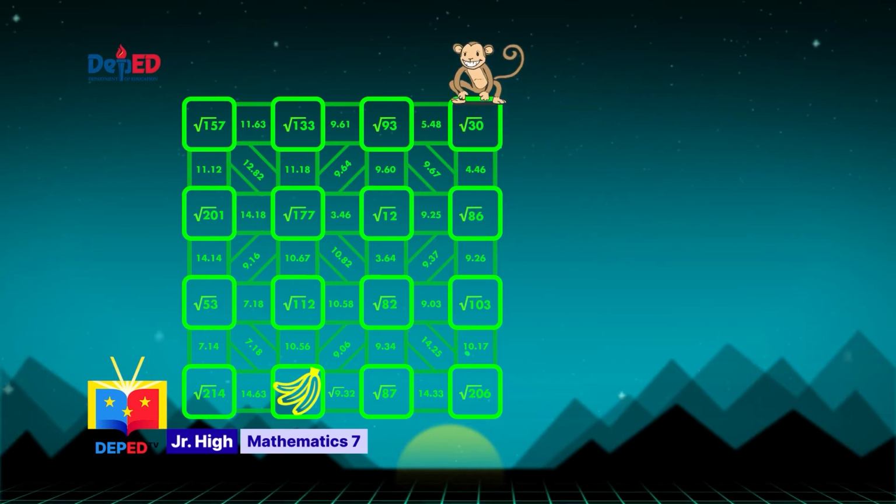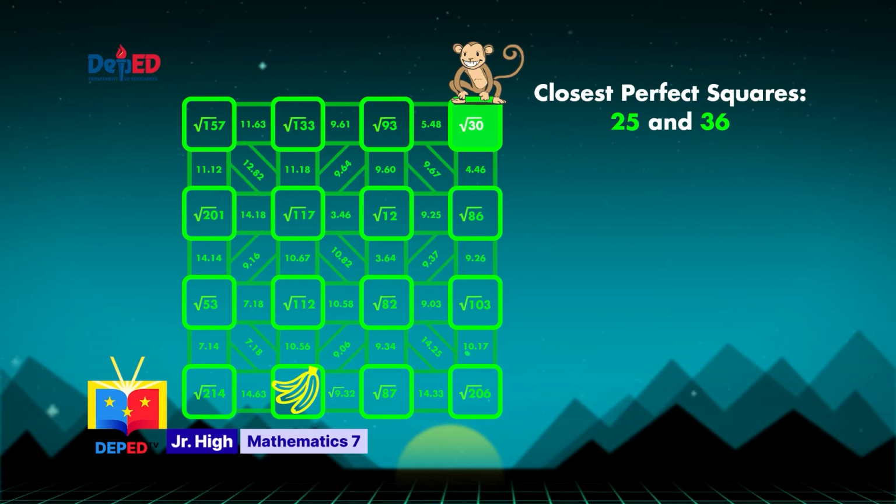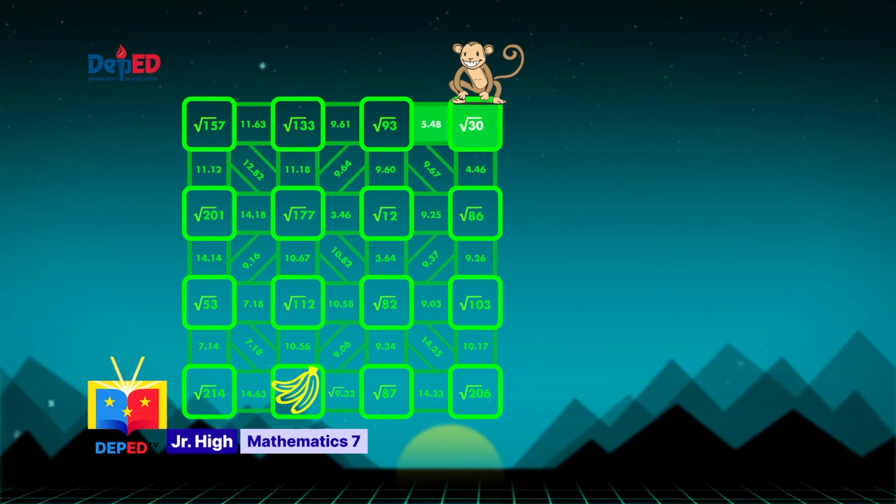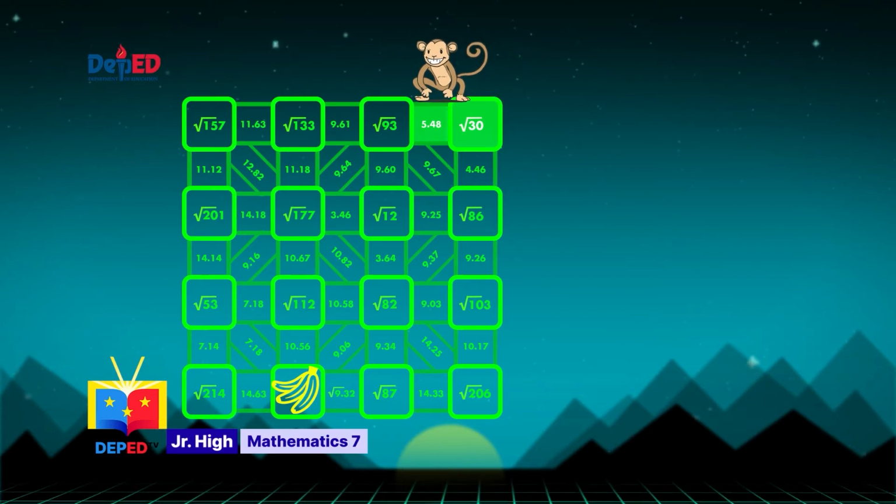Let's try to estimate the square root of 30. Is it 4.46 or 5.48? Since 30 is closest to the perfect squares 25 and 36, the square root of 30 must be between 5 and 6. The only choice which has a value between these two is 5.48. Did you get it? Good! Let's go! Next is the square root of 93.